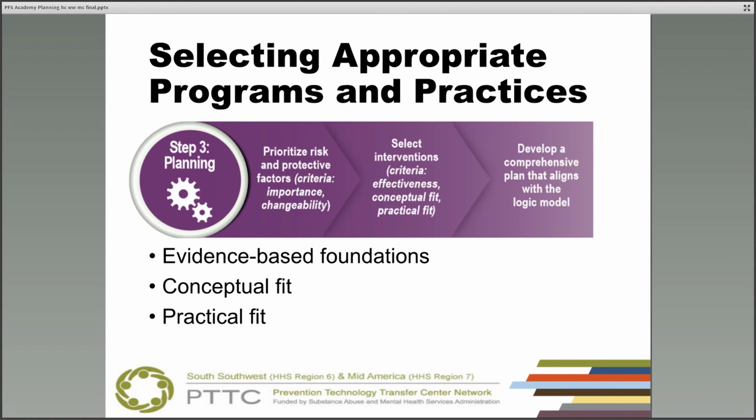You may want to look to peer-reviewed journals, systematic reviews.